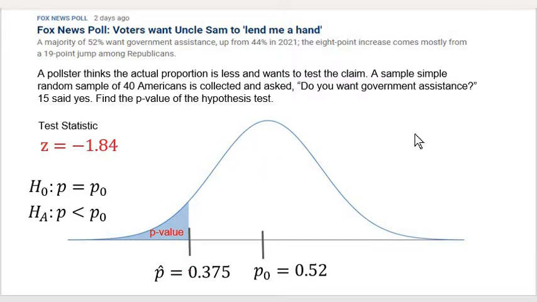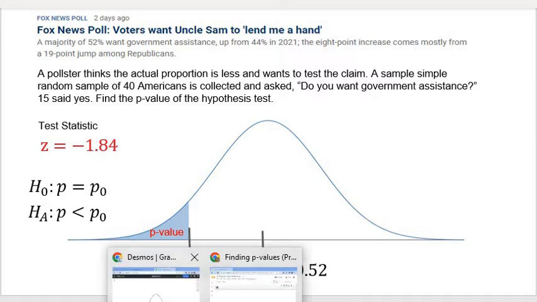We've checked the success-failure condition, so we actually know that this distribution is normal or nearly normal. So I can use a z-test or a z-statistic in order to test this hypothesis. In order to find the area to the left of 0.375 in the null distribution, I can simply find the area to the left of negative 1.84 in the z distribution, because this test statistic is the z-score for this sample statistic.